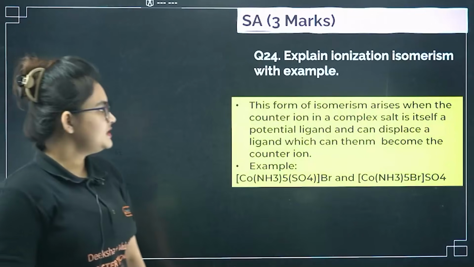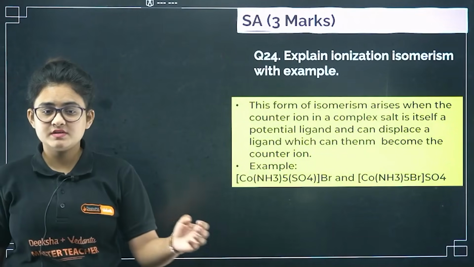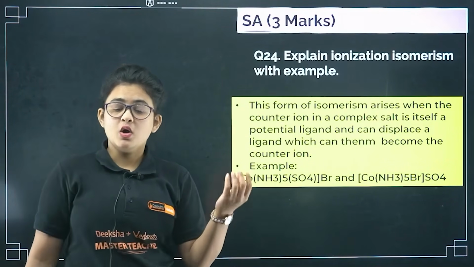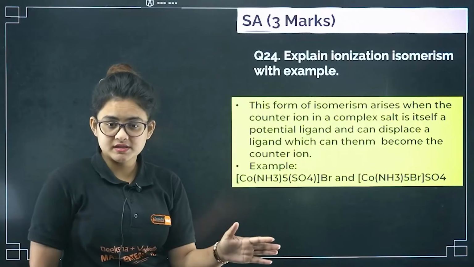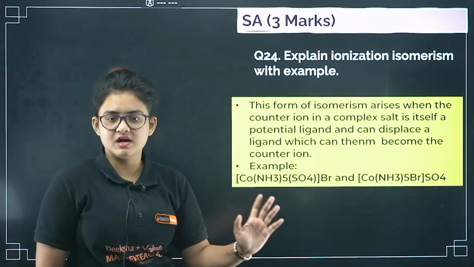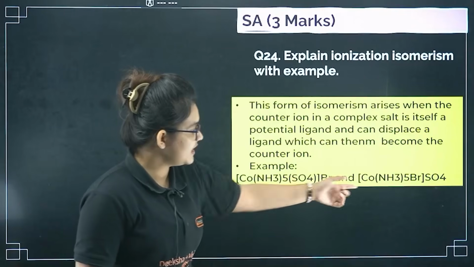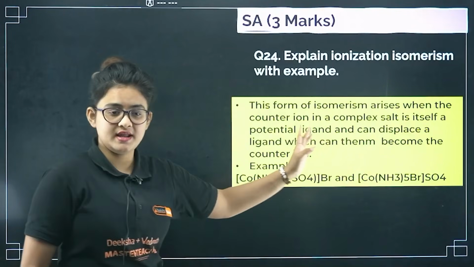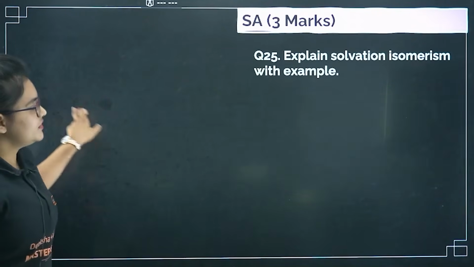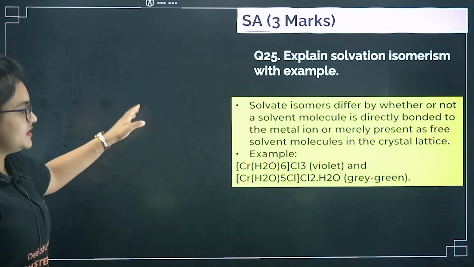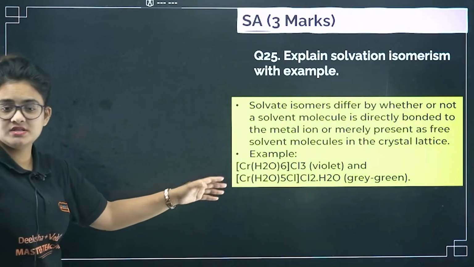Let's proceed. Ionization isomerism. It happens because of the presence of the counter ion. Once it is placed inside the coordination entity, another time it is outside. You can see the example, once sulfate is inside the coordination entity and here it is outside, bromine is inside, like that.